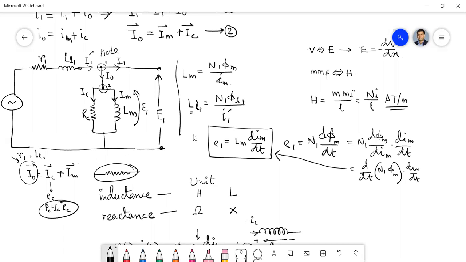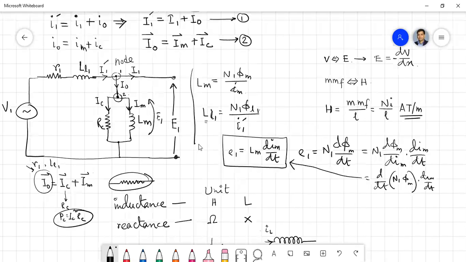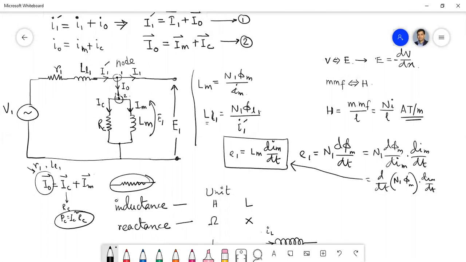Now, in the last class, I told you that this circuit is okay. Only the thing is that I1 is shown in the circuit, but in which branch that I1 would flow has not been drawn in this circuit. Only the voltage, E1, is shown in the circuit, isn't it?